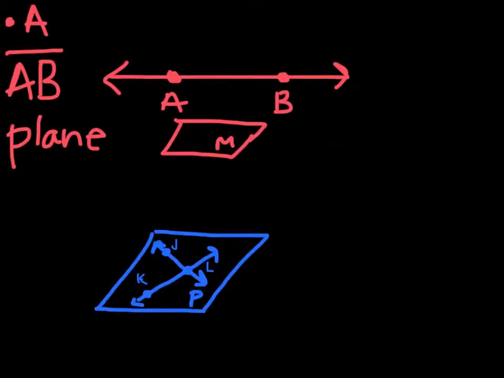There are 3 points in this quadrilateral, J, K, and L. There are 2 lines, KL and JL. And finally, the plane is plane P. Let's go on to segments, rays, and angles.